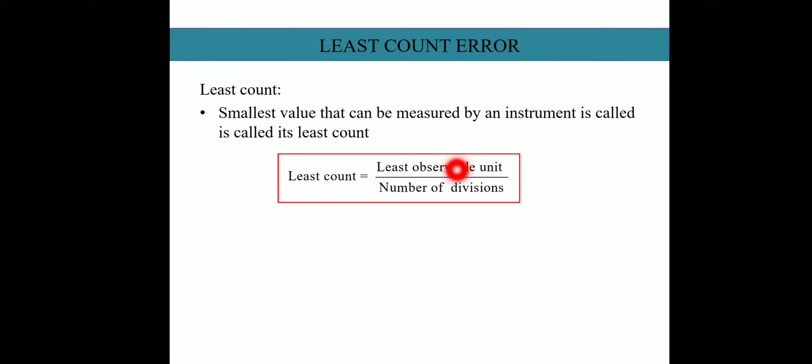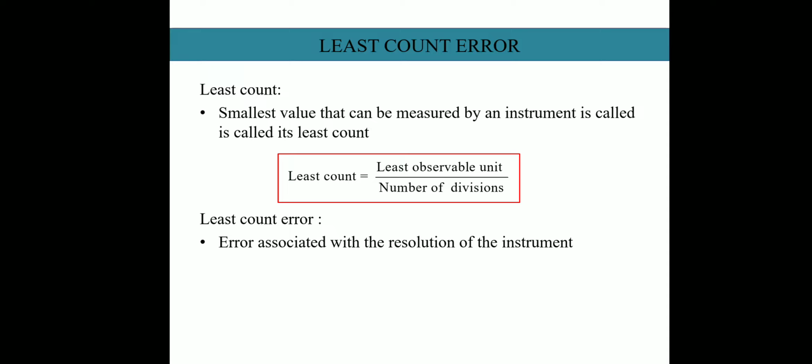So least observed unit: for example, how do we calculate the least count on our normal scale? The least observed value is 1 centimeter. That is the bigger value that we obtain. So the smallest value, 1 centimeter, is the numerator, and in the denominator, how many divisions are there, how many lines are present between 0 and 1 centimeter? That will be 10. So 1 centimeter divided by 10 becomes 0.1 millimeter. So 0.1 millimeter is the smallest value that we read.